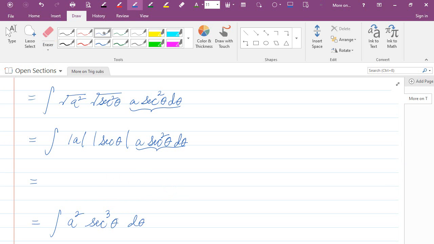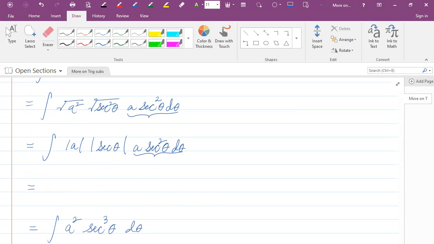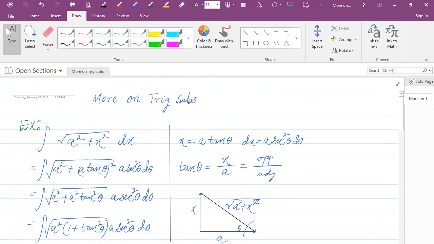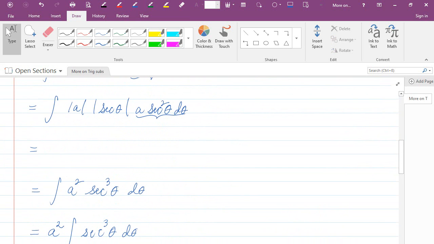So what are we getting? First of all, the absolute value of secant theta is the same as secant theta here, because secant theta is positive. The reason is that when we made the substitution x equals a tangent of theta, we are assuming that theta is between negative pi over 2 and positive pi over 2. So theta is in the first or the fourth quadrant, where cosine and therefore secant would be positive. Because of that, the absolute value of secant theta is the same as secant theta.